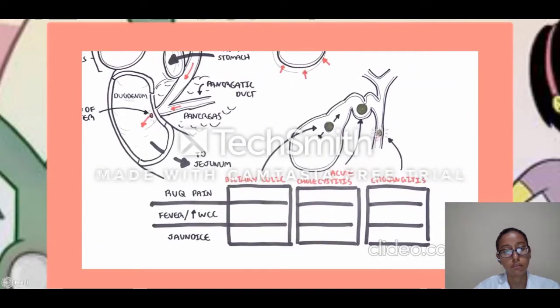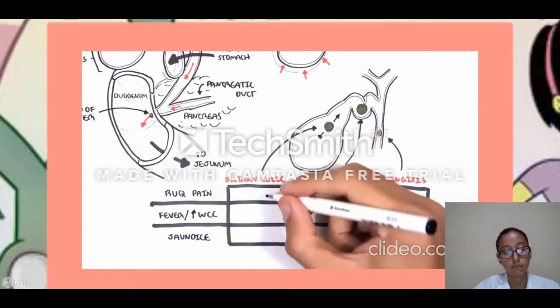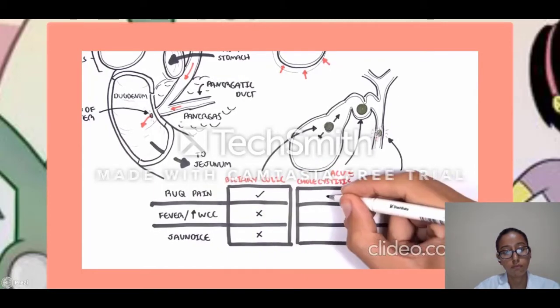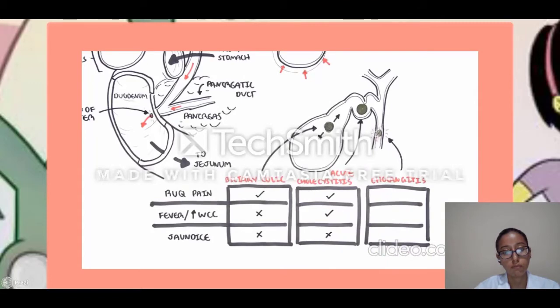So going back to the small table we made, the differences in the three conditions, biliary colic, acute cholecystitis, and cholangitis, is that biliary colic only presents with right upper quadrant pain typically. Acute cholecystitis, right upper quadrant pain with fever and raised white cell count. And finally, cholangitis presents with right upper quadrant pain, fever, increased white cell count, and jaundice, yellowing of the skin.